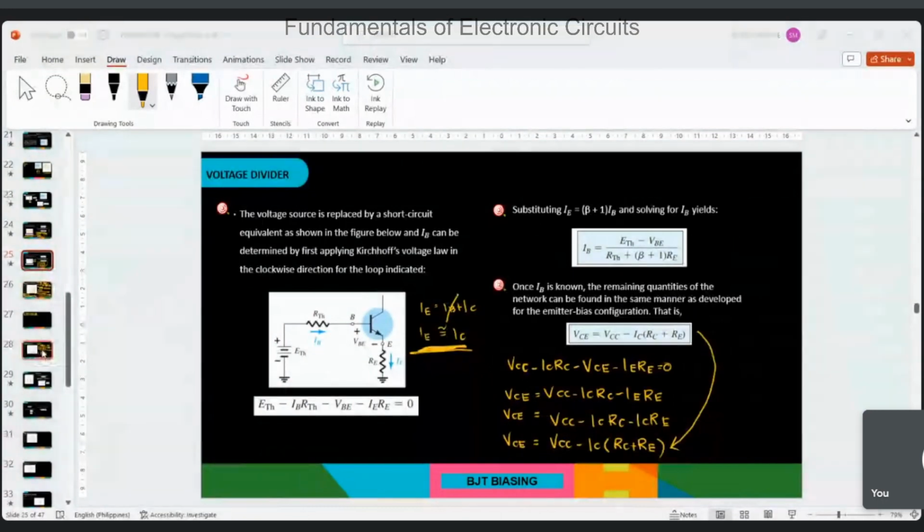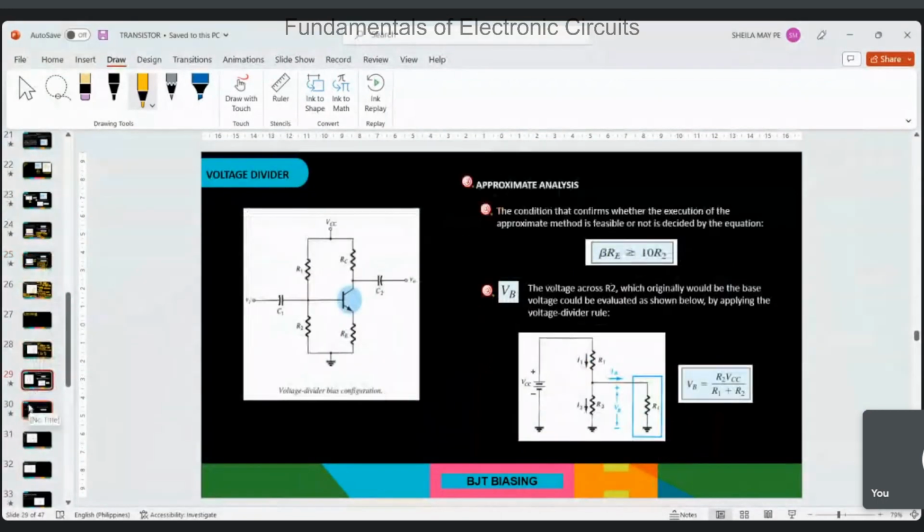Sa atong approximate class, we're not dealing with any theorem. Nidiretso ra ta, basta ma-satisfy ang kana nga condition, the beta RE greater than or equal to 10 R2. Okay, next.